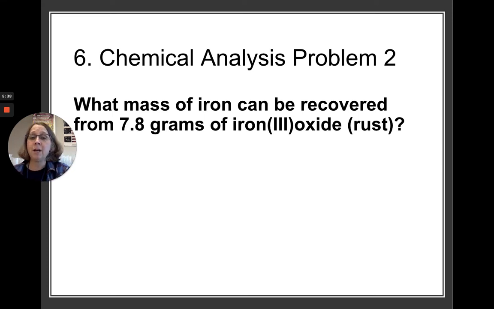All right, so let's do a chemical analysis process. Suppose you were given 7.8 grams of iron 3 oxide, of rust, and they want to say, let's see if we can reclaim. How much iron could you reclaim, could you recover from that 7.8 grams of iron 3 oxide? Now, how would you do this? Well, how much could you promise? Remember what we just calculated. We know that any amount of rust is about 70%. 69.94% of it is due to iron. So that's probably what we could recover.